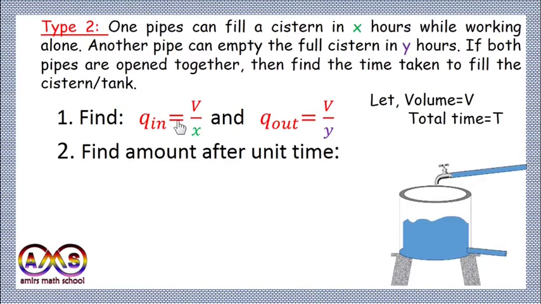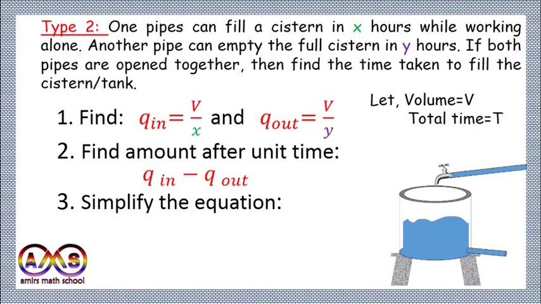So the first pipe is for flow in, the second pipe is for flow out. So the amount after unit time will be Q in minus Q out, and the final equation is T into Q in minus Q out, which is equal to V. Here T is the total time and V is the volume of the tank.